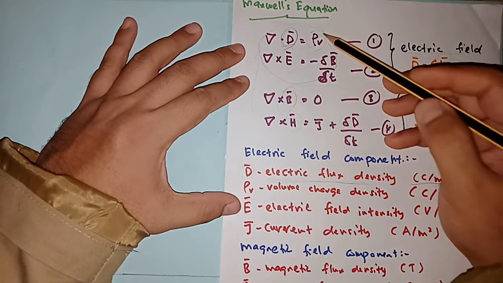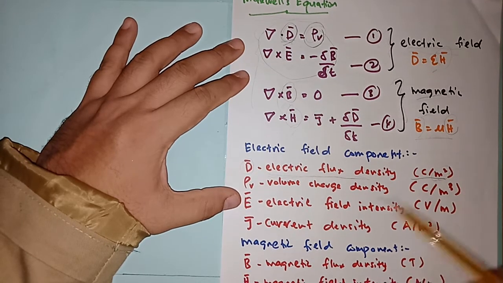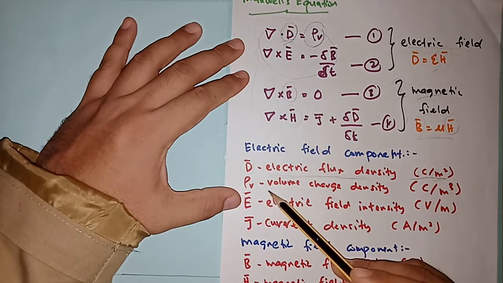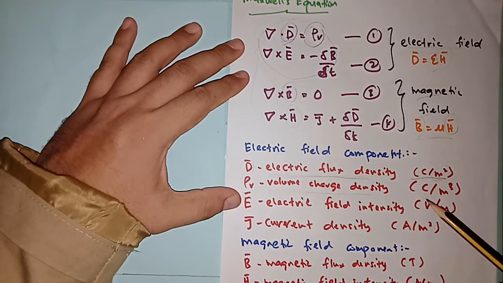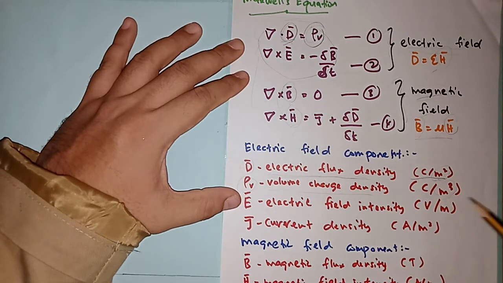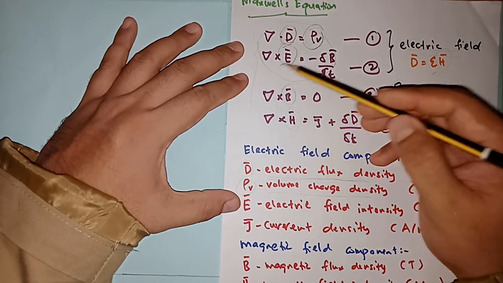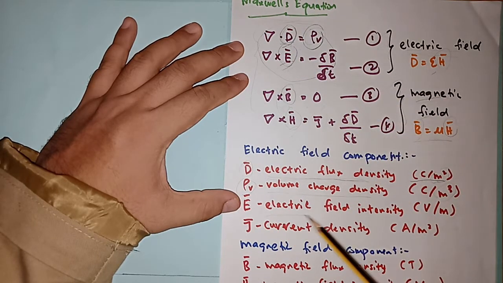The second component is rho V, which is one of the components in the electric field. We call it the volume charge density, and the unit for rho V is coulomb per meter cubed. The third component is vector E. Vector E represents electric field intensity, and the unit for this vector is volt per meter.